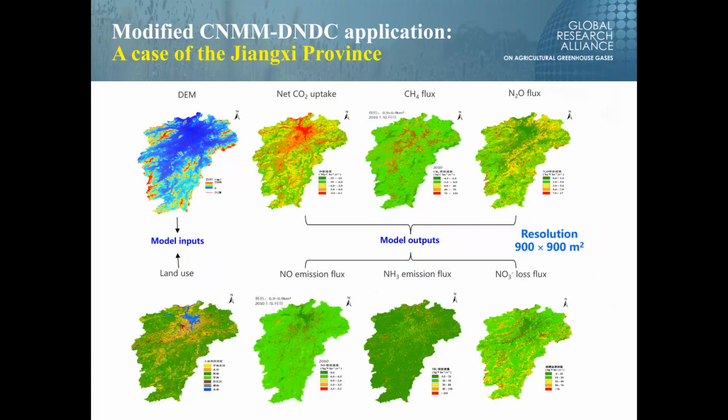And here I also show an example of the model application test at the provincial level. This is the simulation for four provinces in the Yangtze River watershed in central China. And the model simulation includes the outputs of different greenhouse gas fluxes, nitrogenous gas emissions, and nitrogen losses by hydrological processes.